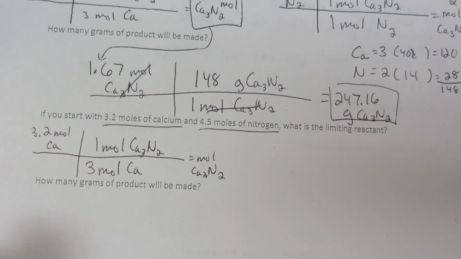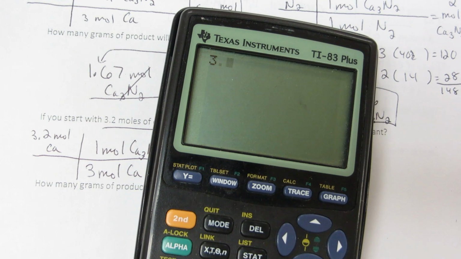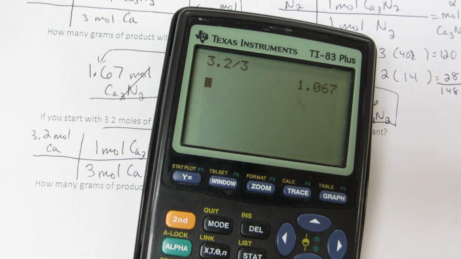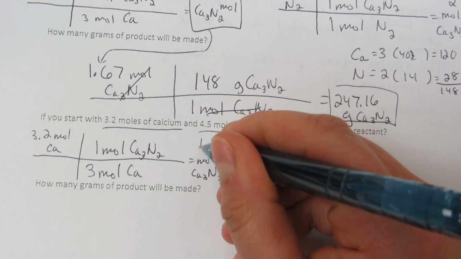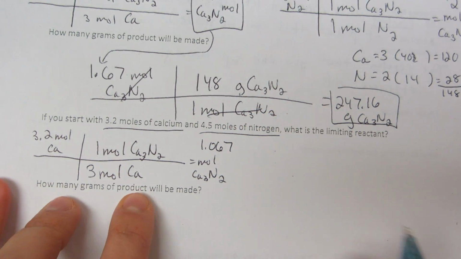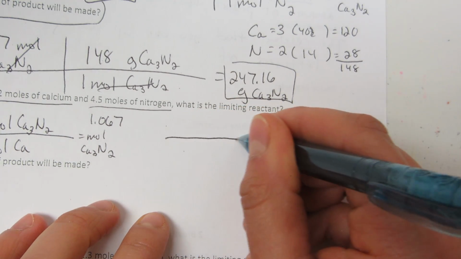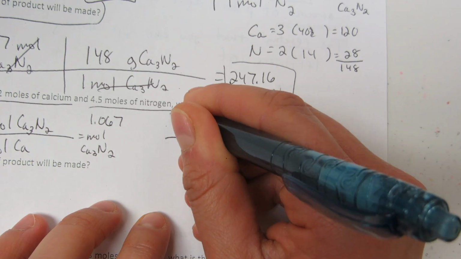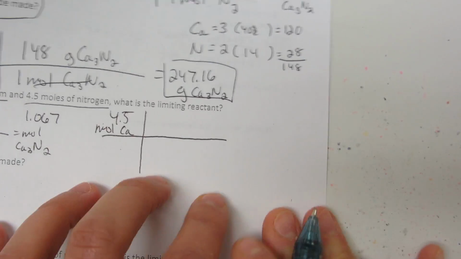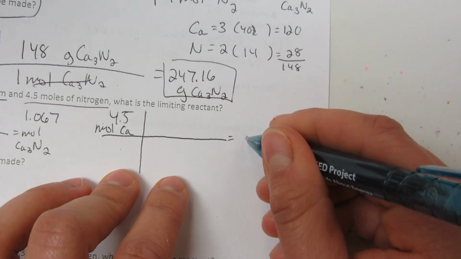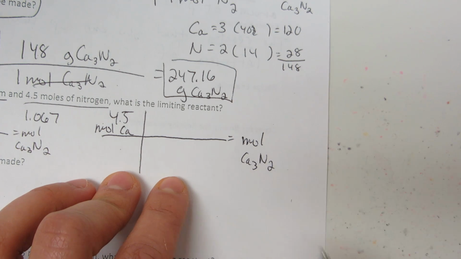Okay, so 3.2 divided by 3, and we get 1.067. Okay, now we're going to do the same thing but with the nitrogen. We're going to see how many moles of the product, calcium nitride, we can get. So 4.5 mole nitrogen. Make sure you use all your labels. And again, we're going to go to mole of calcium nitride.